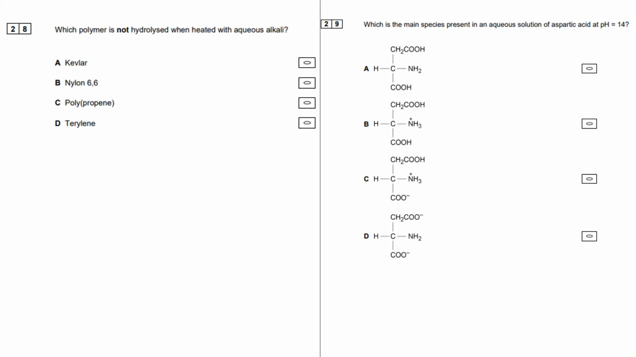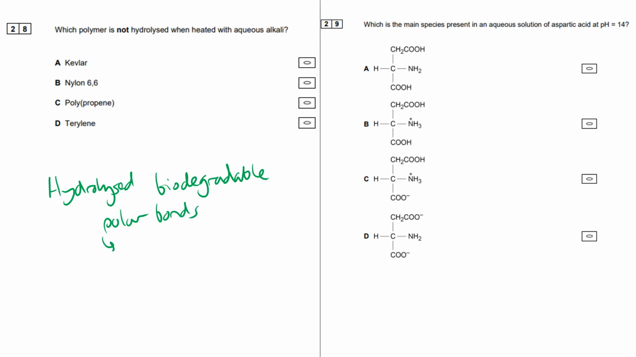Which polymer is not hydrolyzed when heated with aqueous alkali? So polymers that are hydrolyzed means they are biodegradable. The reason they're biodegradable is because they have polar bonds. And so condensation polymers are biodegradable. Types of condensation polymers you've come across are polyesters and polyamides.